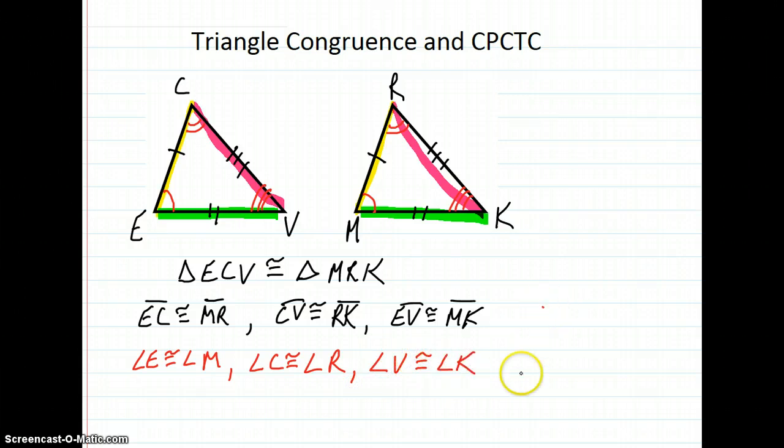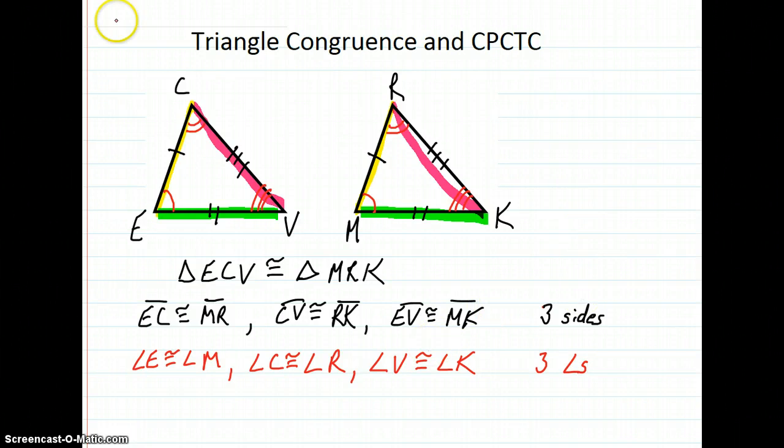So here we have three sides. Here we have three angles. So when we have this statement that triangle ECV is congruent to triangle MRK, we know these six things. We have three pairs of congruent sides and three pairs of congruent angles. So if I want to show two triangles are congruent, I need to show that the three sides are congruent and the three angles are congruent. So I have six things that I'll need to show.